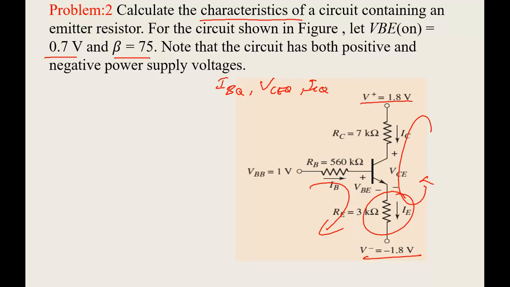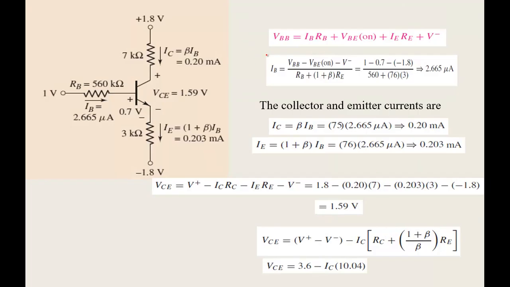Now tell me, what is your VBB? Very easy. VBB is equal to IB RB plus VBE on plus IE RE and V minus. Putting it all together, you can find out IB. So IB is nothing but VBB minus VBE on minus V minus. There is one change that we can make: since IE and IB are two different parameters, we can write IE in terms of IB, which is nothing but beta plus 1 into IB.